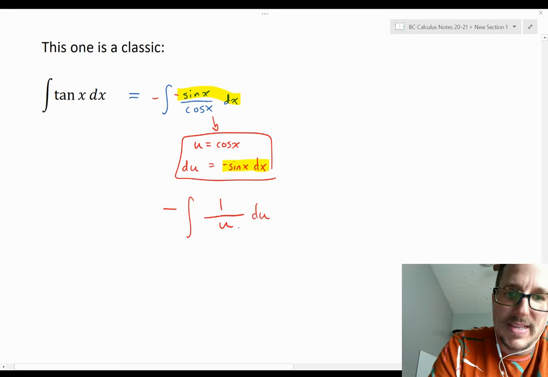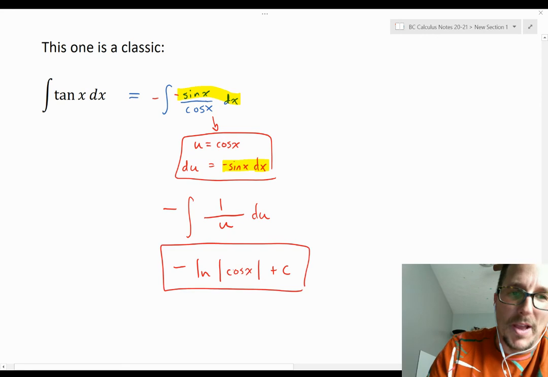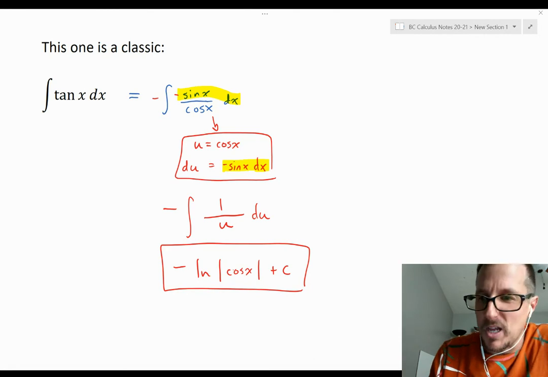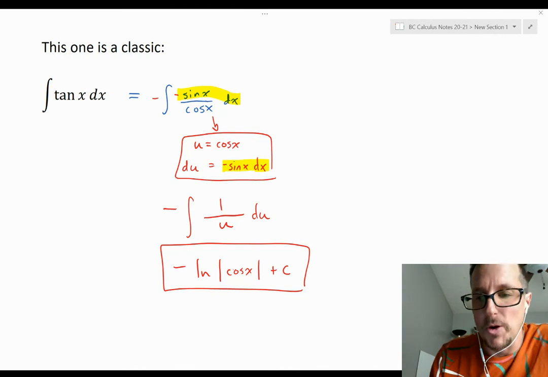And that is a pattern. So negative natural log of the absolute value of u plus the constant, and u is cosine x. And ladies and gentlemen, what a fun problem the integral of tangent x is. Oh, what a joy. So this thus ends some more complicated versions of u substitution. Hope you enjoy. One more to go. See you soon.